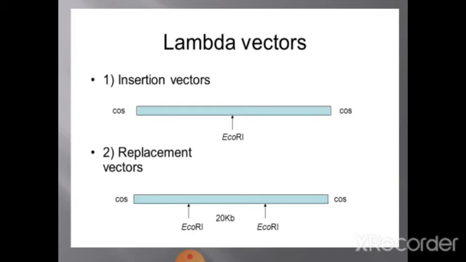The best example for a replacement vector is lambda EMBL4. Lambda EMBL4, the bottom one. I have given the diagrammatic representation of how exactly insertion is done in my notes. Please refer to my notes. So EMBL4 can carry up to 20 kb insert DNA by replacing a segment flanked by pairs of EcoR1 sites. Sometimes BamH1 or SalI, any one of these restriction enzymes can be used. Okay. Here in the diagram I have shown the EcoR1 sites.